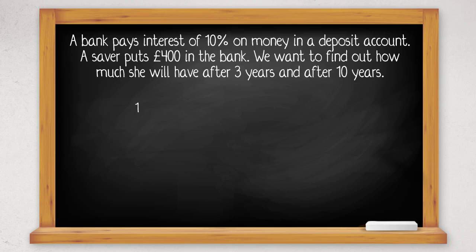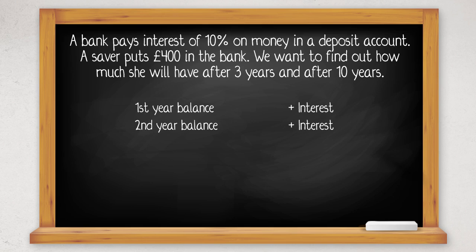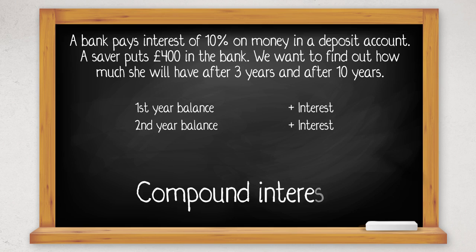At the end of the first year, the bank will have added interest onto the balance. At the end of the second year, the bank pays interest on the new balance. So the bank is paying interest on the interest. This is called compound interest. This process repeats itself in the third year and fourth year, and so on.